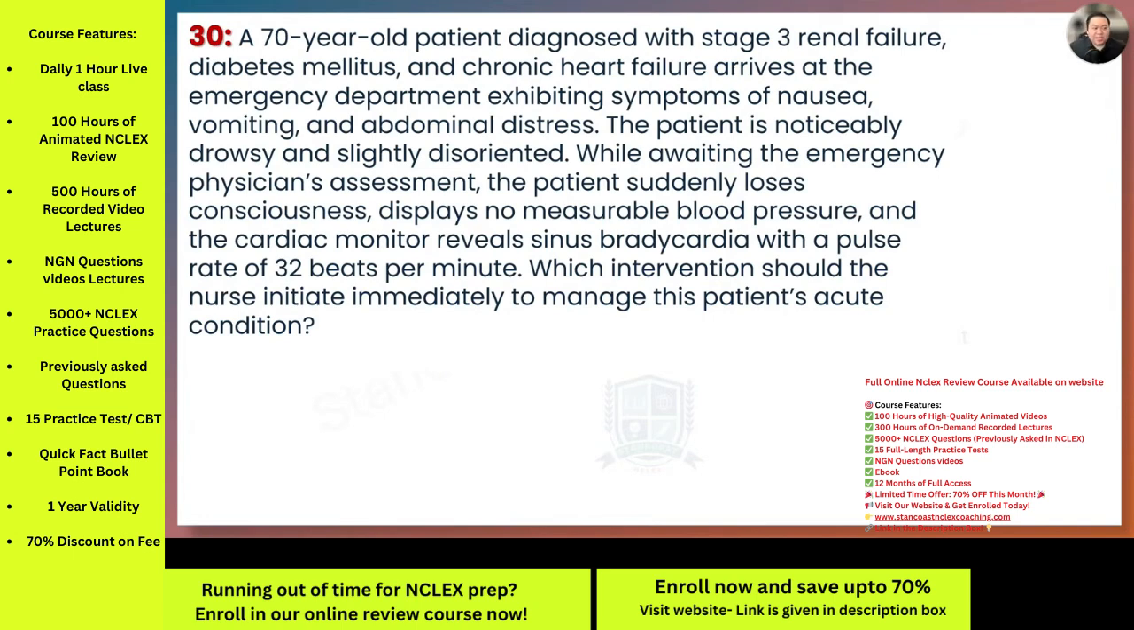A 70-year-old patient diagnosed with stage 3 renal failure, diabetes mellitus, and chronic heart failure arrives at the emergency department exhibiting symptoms of nausea, vomiting, and abdominal distress. The patient is noticeably drowsy and slightly disoriented. While awaiting the emergency physician's assessment, the patient suddenly loses consciousness, displays no measurable blood pressure, and the cardiac monitor reveals sinus bradycardia with a pulse rate of 32 beats per minute. Which intervention should the nurse initiate immediately to manage the patient's acute condition?